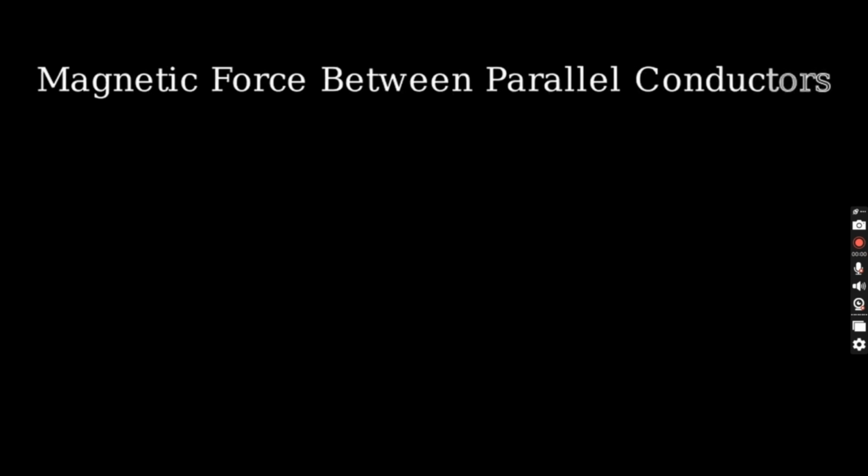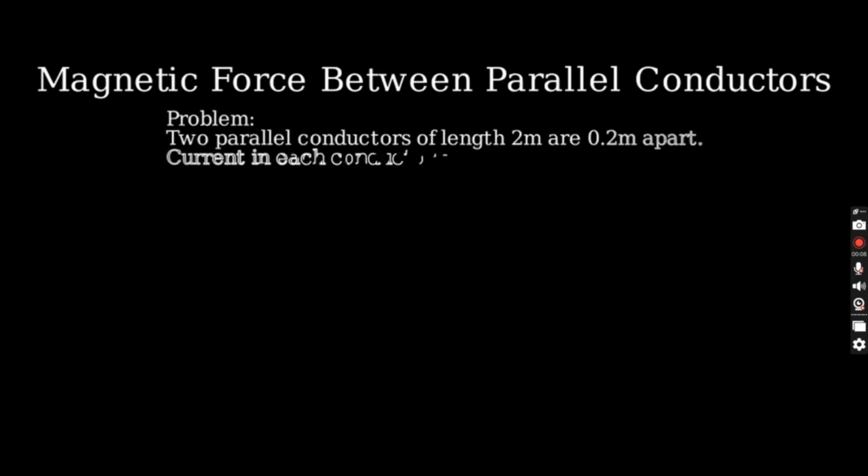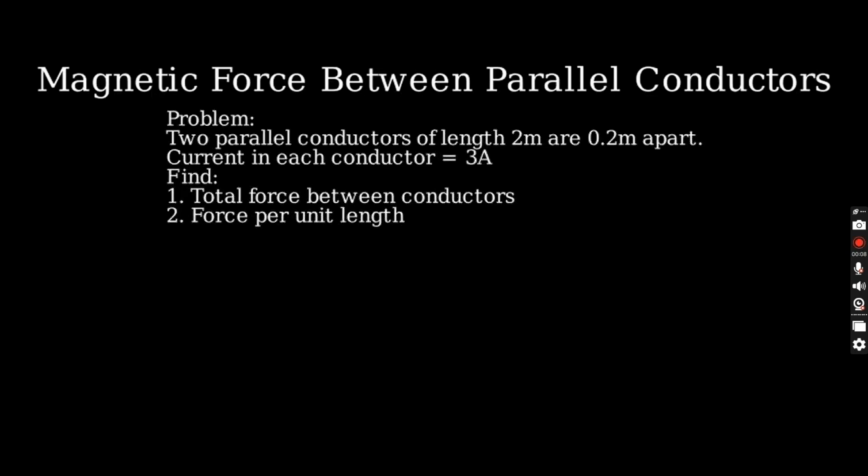Welcome. Today we'll solve a problem involving the magnetic force between parallel current-carrying conductors. Let's look at our problem. We have 2 parallel conductors, each 2 meters long, separated by a distance of 0.2 meters. Each conductor carries a current of 3 amperes. We need to find the force between them and the force per unit length.